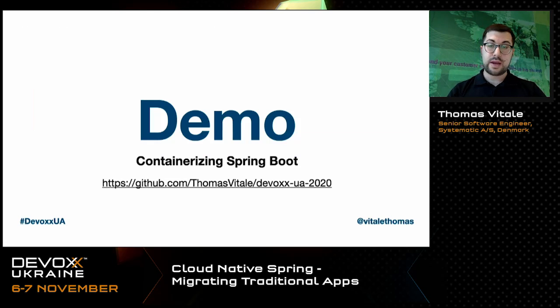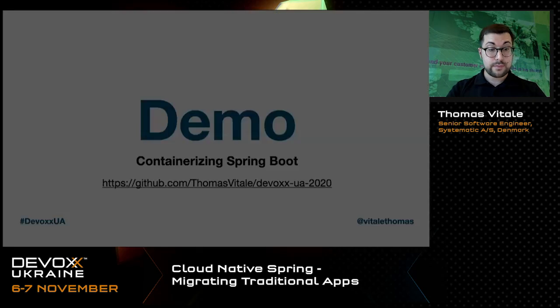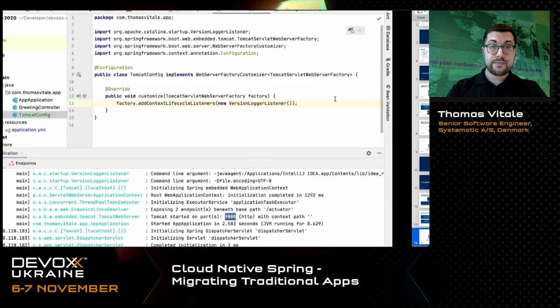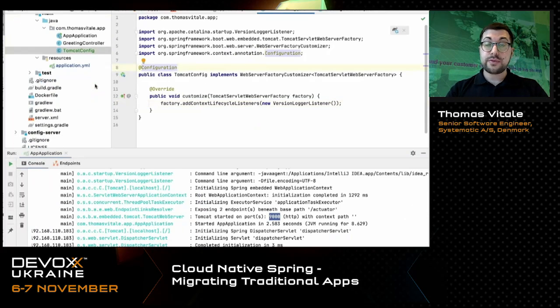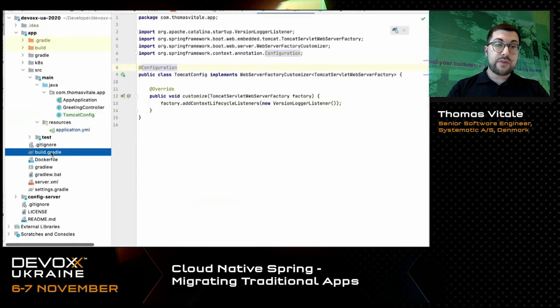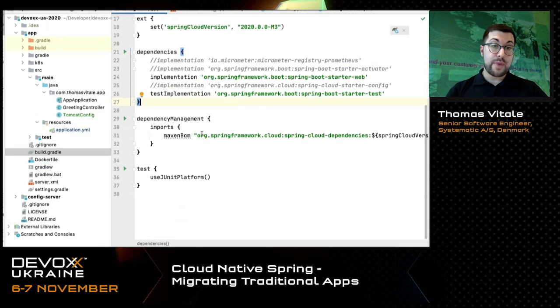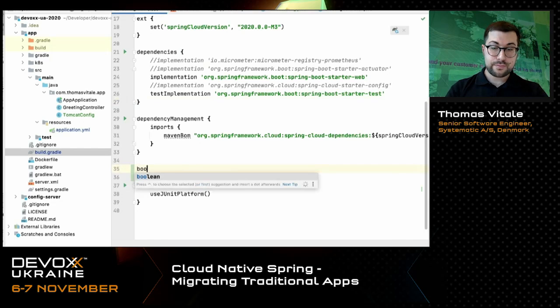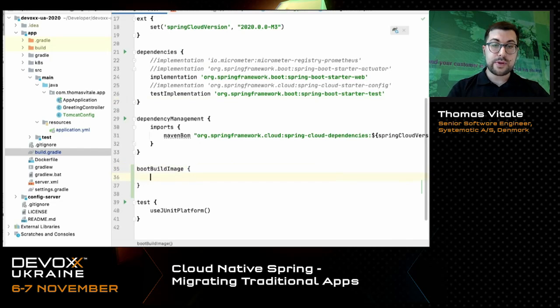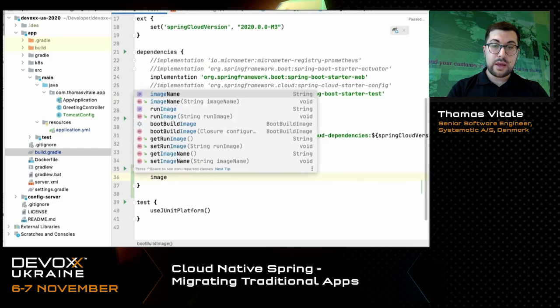Let's have a look then at how to containerize a Spring Boot application. As I said, in Spring Boot, since version 2.3, we have Cloud Native Buildpacks integrated. We can configure it. It's available both in Gradle and Maven. In Gradle, we would configure it in this way. It's called bootBuildImage. We can specify an image name.